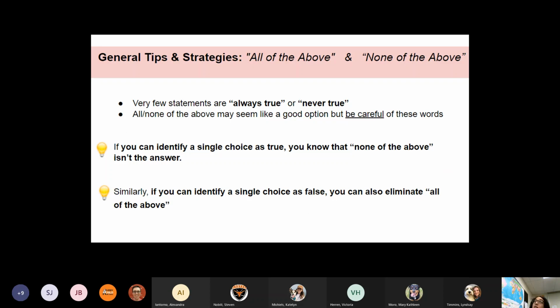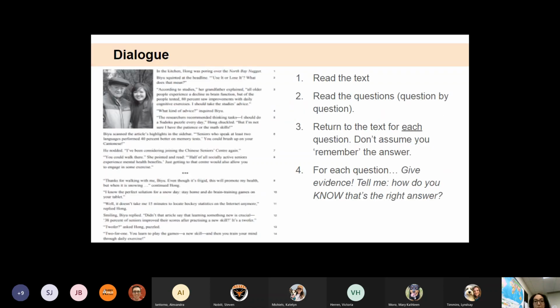For whatever reason, students, when they see these options, they feel as though that has to be right, because why else would it be in there? So I'm not saying they can never be right, but just be aware. If you can identify another choice as true, then you know right off the bat none of the above can't be the answer. And on the opposite side, if you can identify a single choice as false, then you can eliminate all of the above. So just be leery of these options.